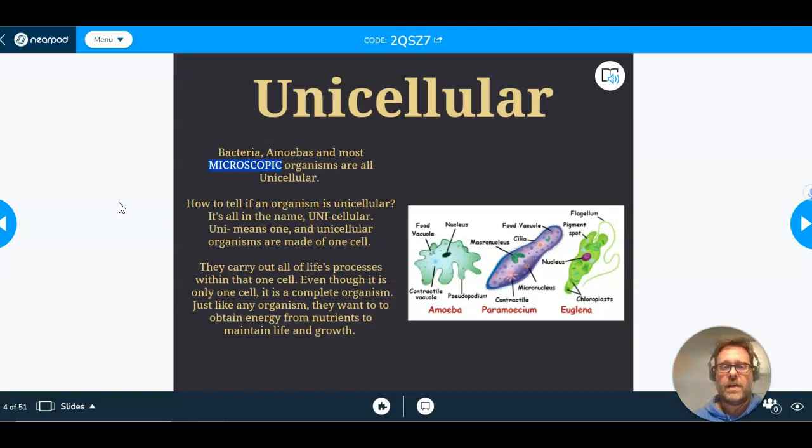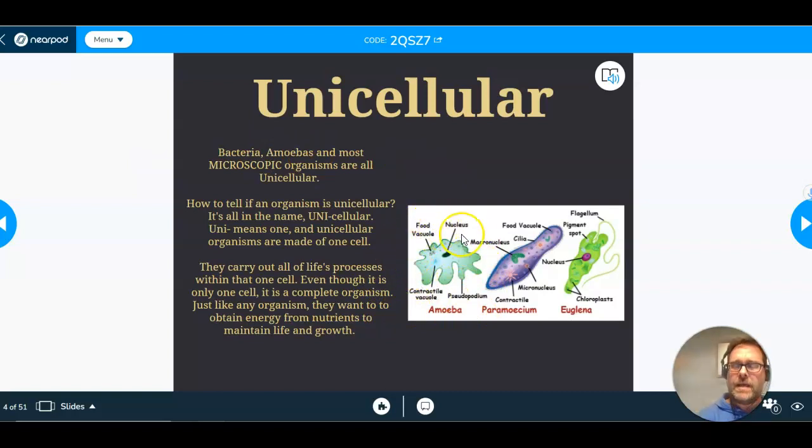What makes unicellular organisms so unique when compared to multicellular organisms? Well, this is something you should most definitely write in your notes. Unicellular organisms carry out all of life's processes in one cell. It is kind of odd to think of this teeny tiny microscopic organism as something that is complete, because you would think that there would need to be more, but it is actually a complete organism.